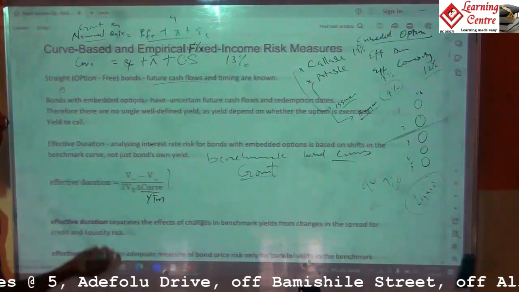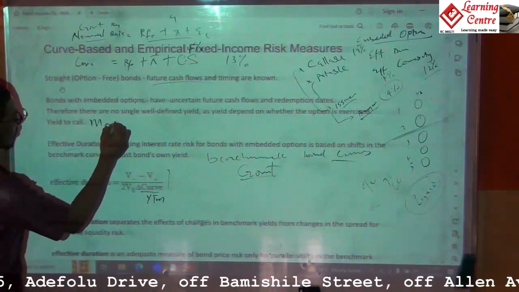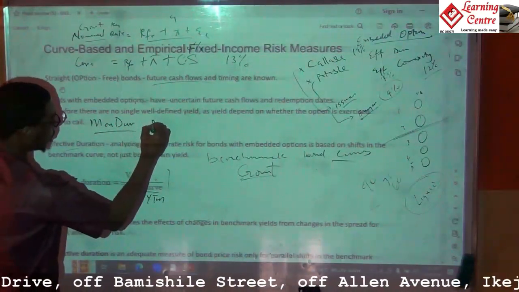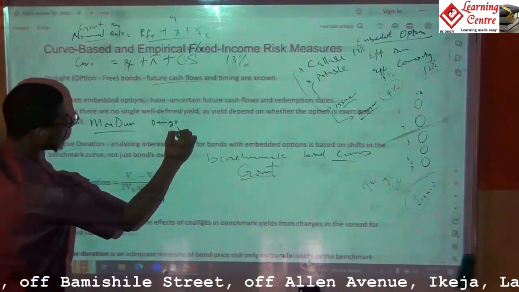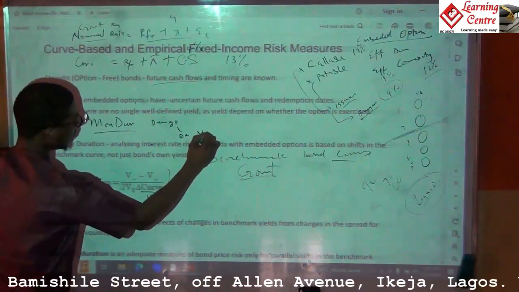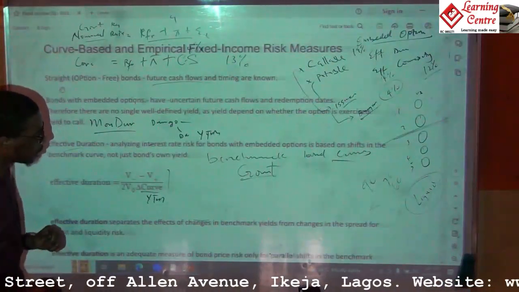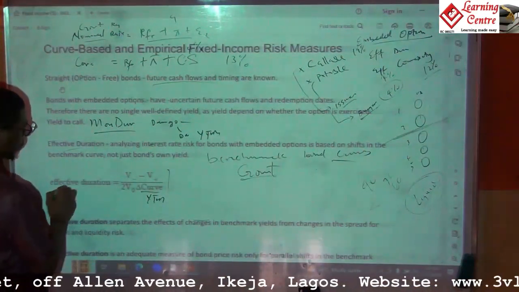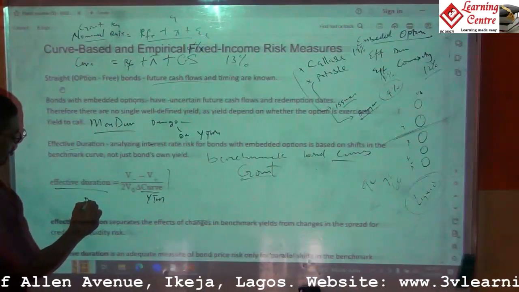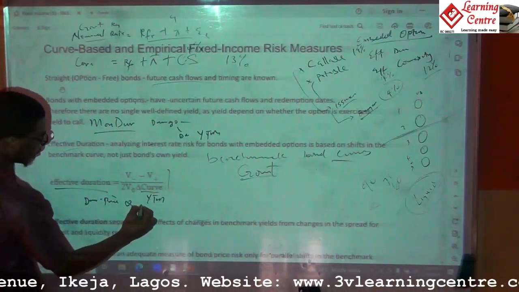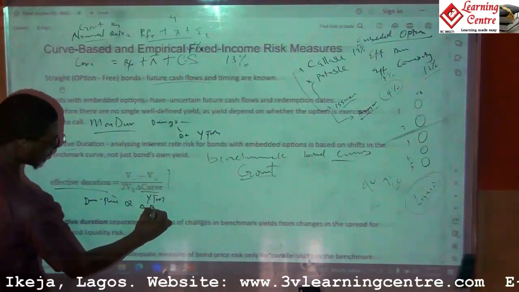So before, when we were doing modified duration, we were measuring the sensitivity of the Dangote bond to Dangote's own yield. Now, if Dangote should issue a callable bond, I'm going to be measuring effective duration: I'm going to be measuring the Dangote bond price to changes in the benchmark.